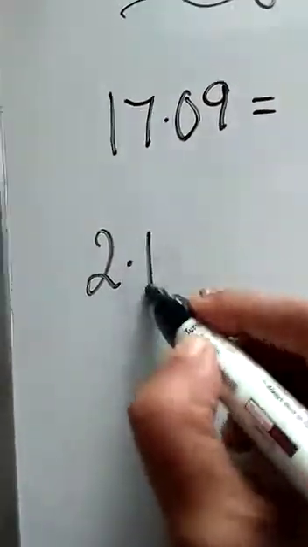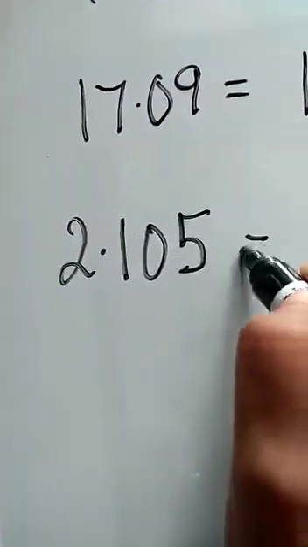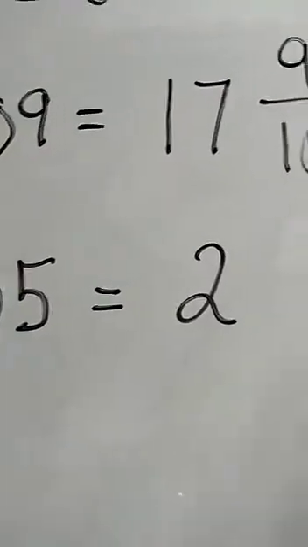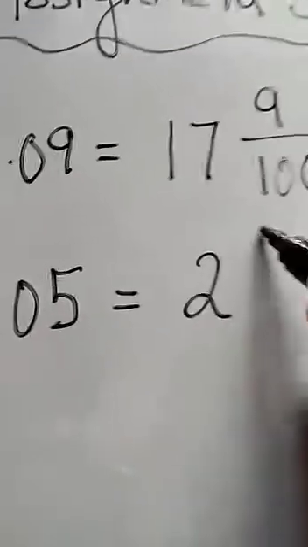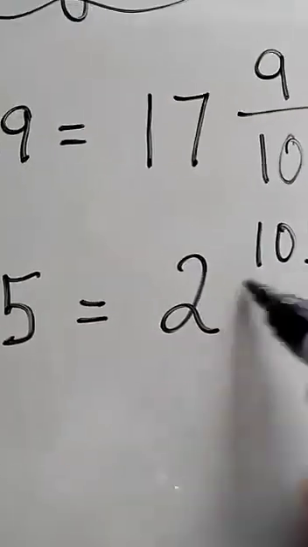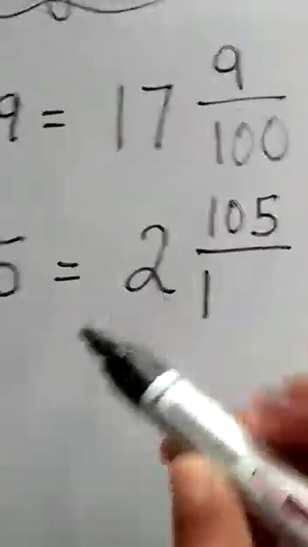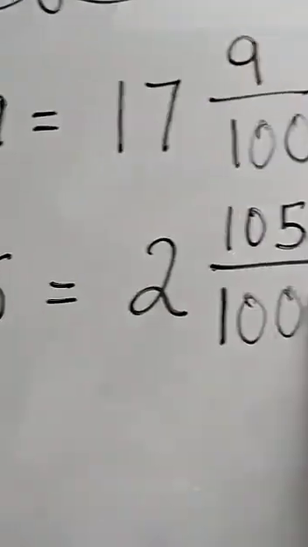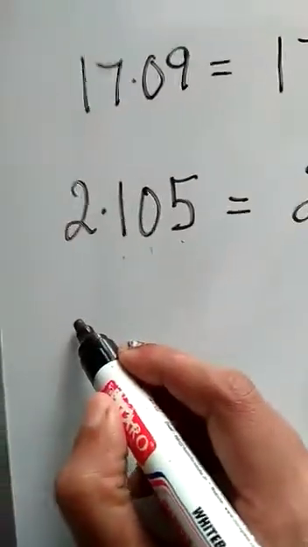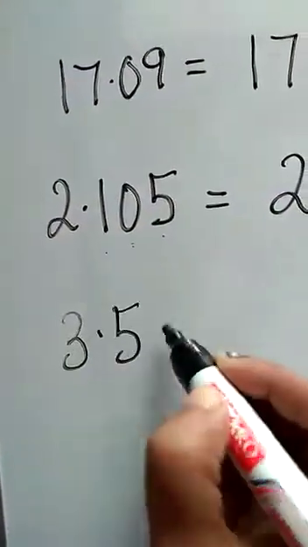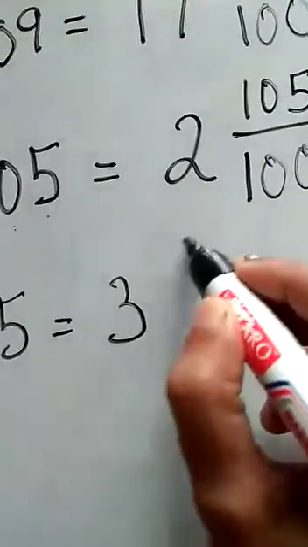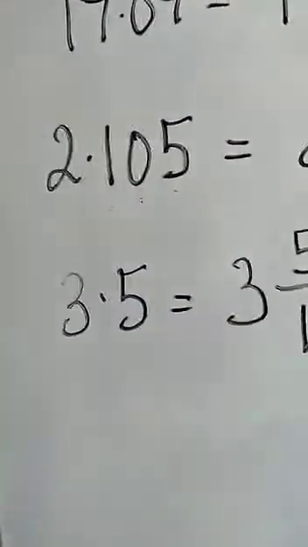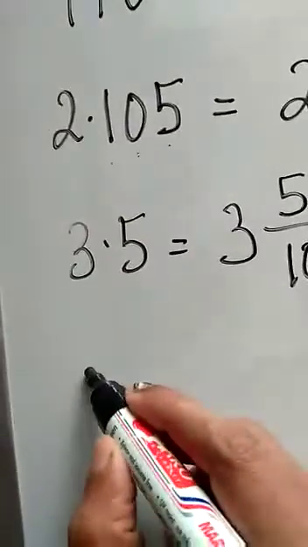Next one, this. Okay, so you will write 2 as the whole number part, and as the fractional part, you will write 105, and the denominator will be 1 with as many zeros as decimal places: 1, 2, 3. So 3 zeros. Next one, 3.5. This you will write as 3, 5 by 10, that is 1 0, right?